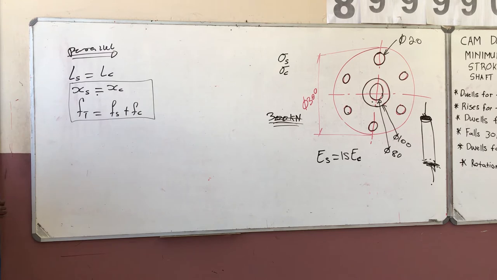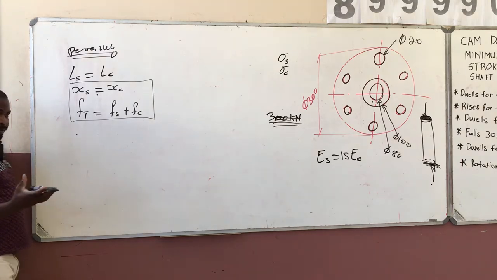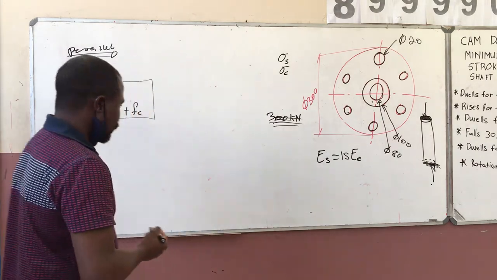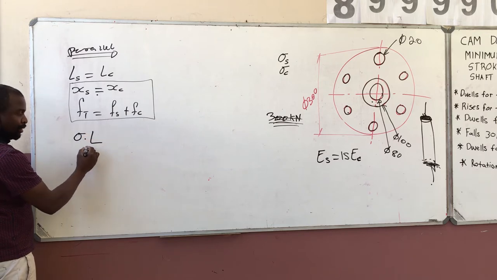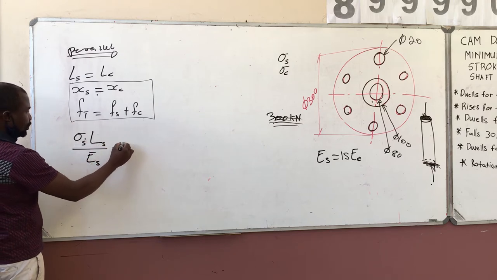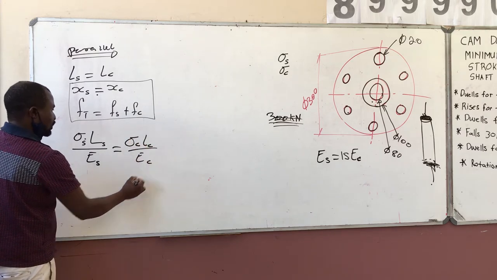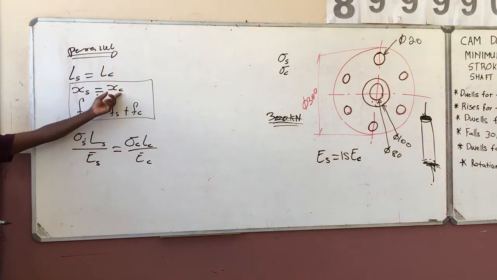Let us start with this one. Do you use F or stress? What do you prefer? Stress. Let us use stress. Stress for this one times L over E, for steel, is equal to stress of copper times L copper over E copper. Is it correct, the formula? I think we said these two are equal. I'm just substituting.